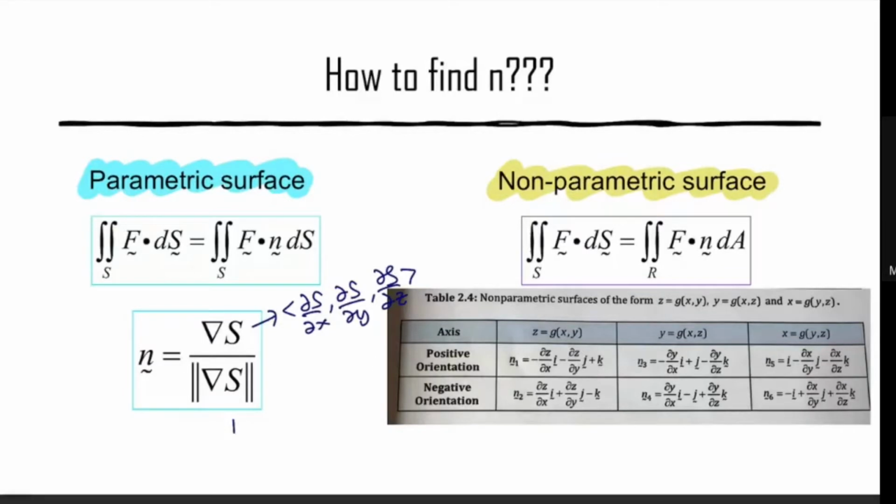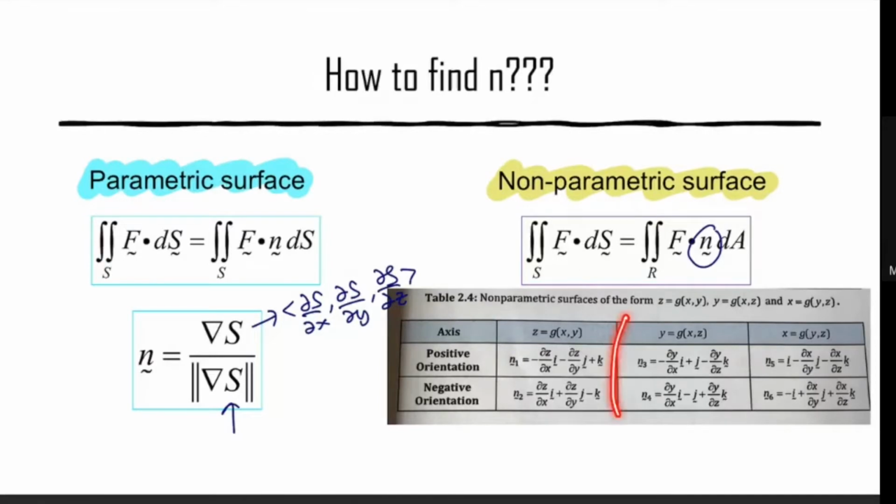And then this one is the magnitude of del S. For a non-parametric surface, you can refer to this table for the values of the formula for N, the unit normal vector. If the equation is in the form of z equal to a function of x and y, then you refer to this formula. And then we have positive and negative orientation. Just look at the question.